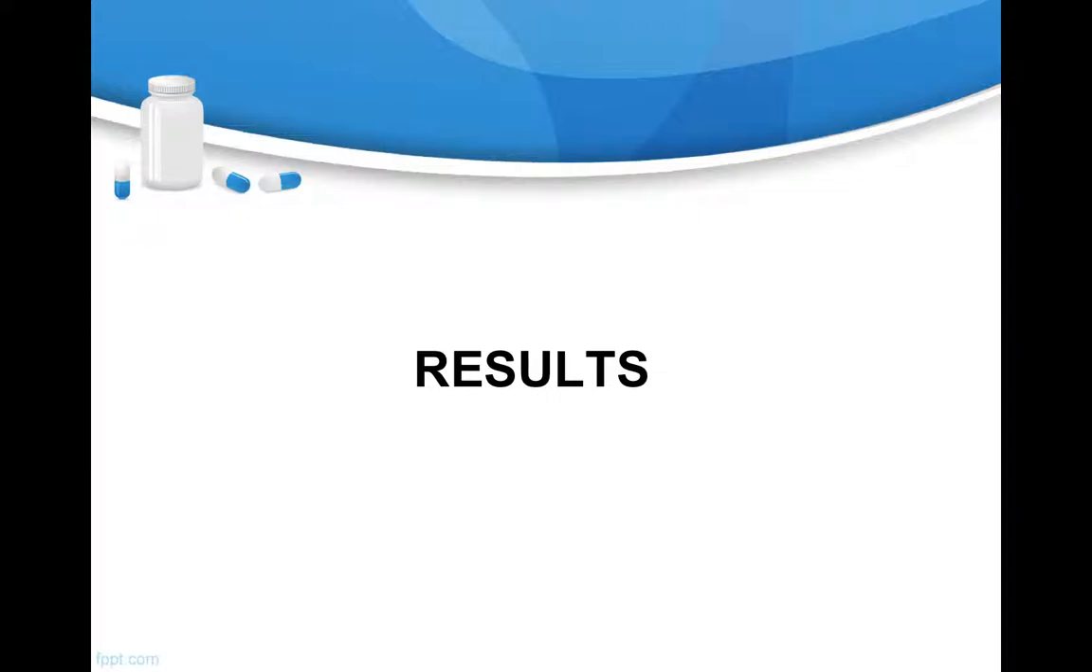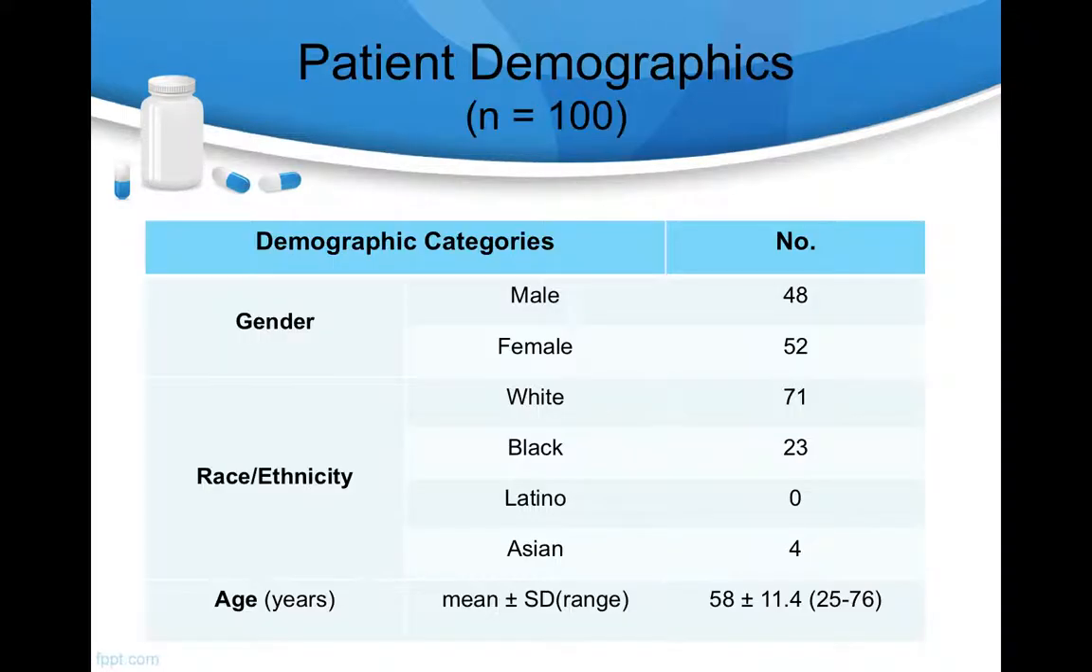So now going over the results, we had a total of 100 patients in our study. There was a pretty even breakdown between men and women and the ethnic groups. The majority of our patients were Caucasian. The demographic breakdown was similar to the Pittsburgh area. The mean age was 58 years old.